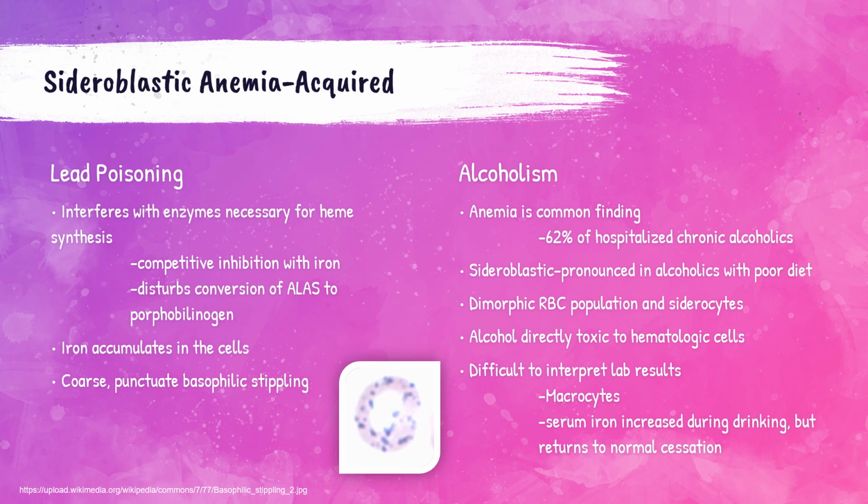Now, alcoholism is another acquired reason for the development of sideroblastic anemia. Alcohol is toxic to hematological cells. Now, it's difficult to interpret lab results from patients that have this. There can be macrocytic red blood cells, so an increased MCV indice. The red blood cell population can be something that we call dimorphic. Another term to describe this is a dual population of red blood cells. So there will be two different types of red blood cells. So in this case, normal red blood cells and macrocytic red blood cells. The patient has increased serum iron only when they are heavily drinking.